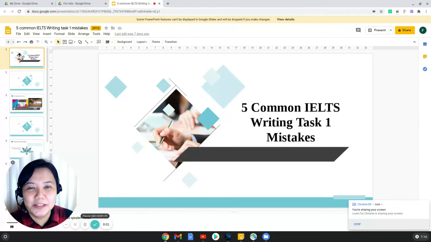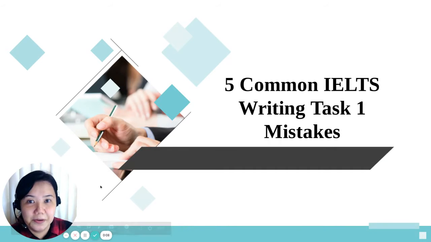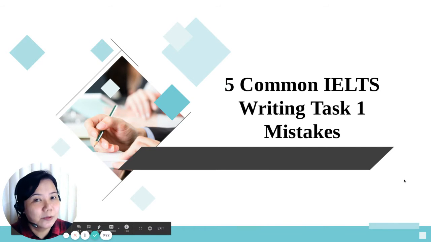Today we are going to talk about the 5 common IELTS writing task 1 mistakes for the academic training. So we are going to find the 5 most common mistakes that people make in the IELTS task 1 for the academic training. So it would be about reports and how we can fix them and improve our writing. So hopefully this would be helpful in your case.